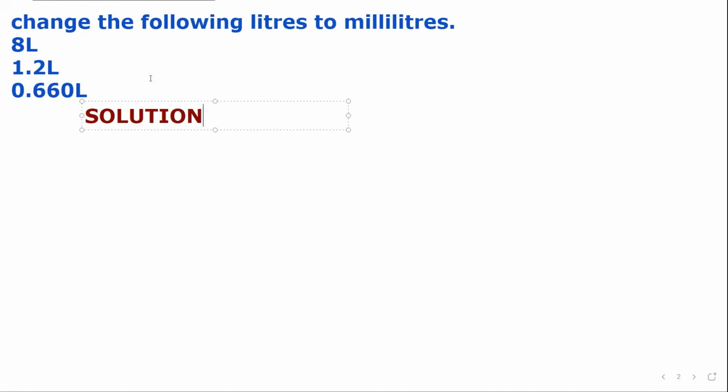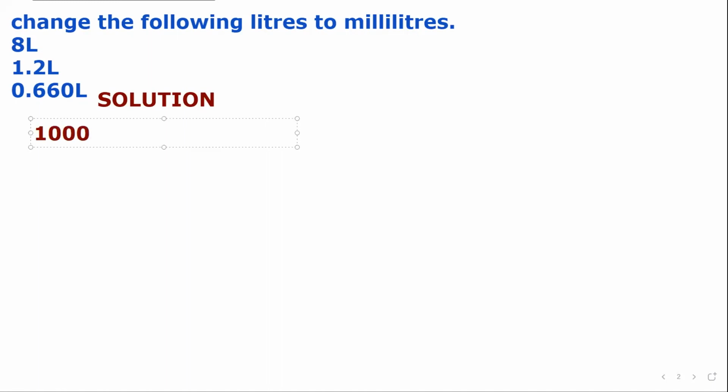Write your solution first here. Then you put them here. Because you want to change from liters to what? Milliliters, you must state the difference between the liters and milliliters here. And you know, for every 1,000 milliliters is equal to 1 liter.